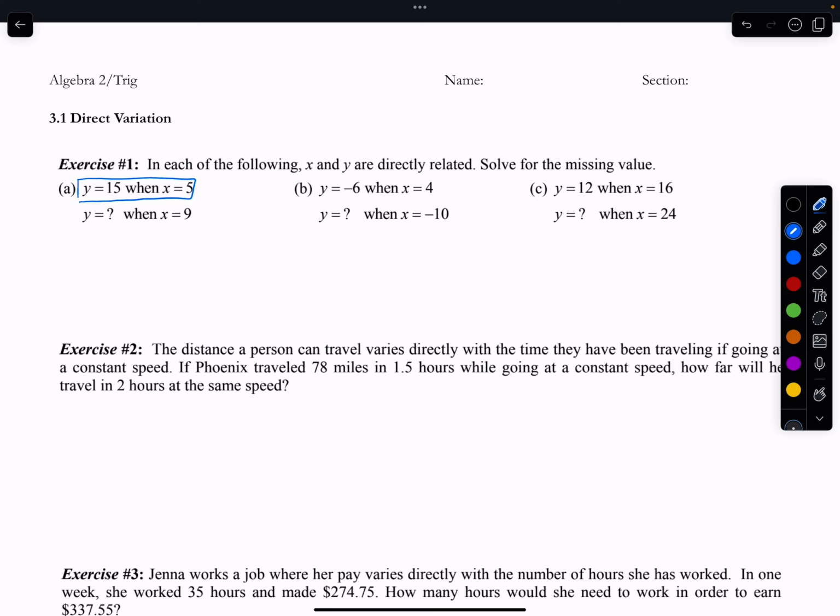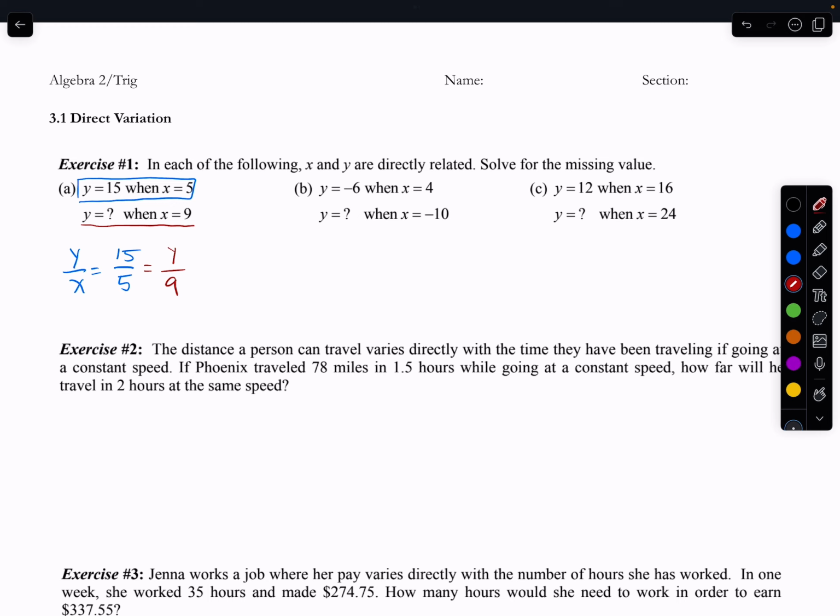All right, what we're going to do is set it up with the y on the top and the x on the bottom. And we're going to say, well, if y is equal to 15 when x is 5, then I'm going to set up the other side and say, well, what is y when x is 9? So what is y when x is equal to 9?